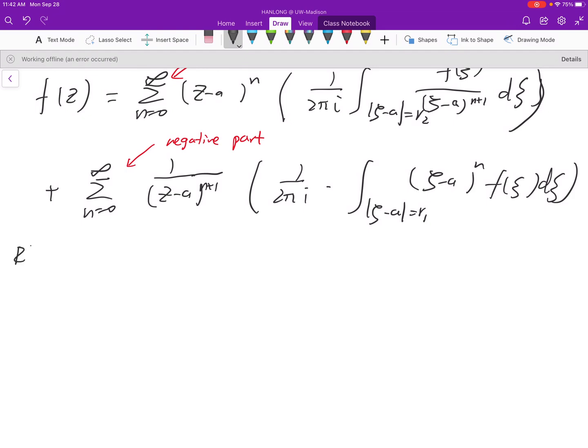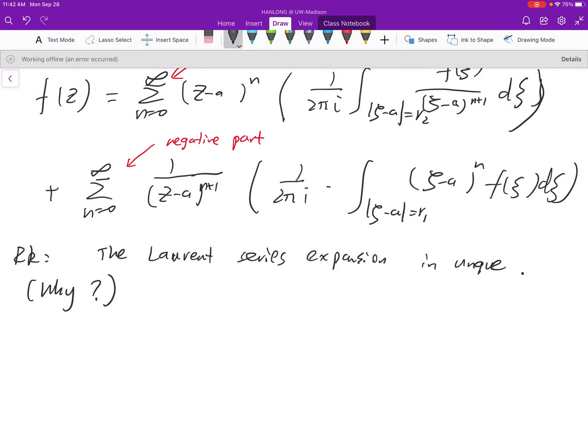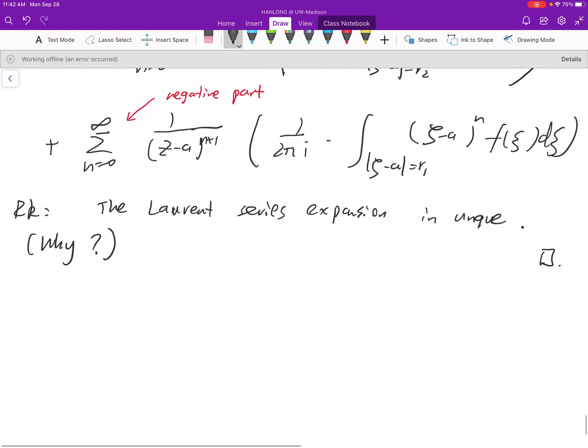Okay, anyhow, we make a remark. The Laurent series expansion is unique. Okay, so how to prove it? I leave it to you. It's also in your textbook. Okay, I will stop here.